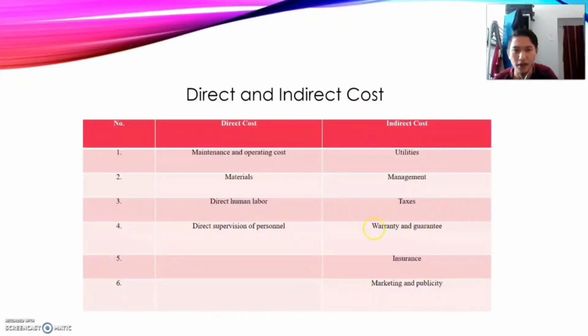Next we go to direct and indirect costs. Direct cost is maintenance and operating costs, materials, direct human labor, and direct supervision personnel. While indirect cost is utilities, management, tax, warranty and guarantee, insurance, and lastly marketing and publicity.